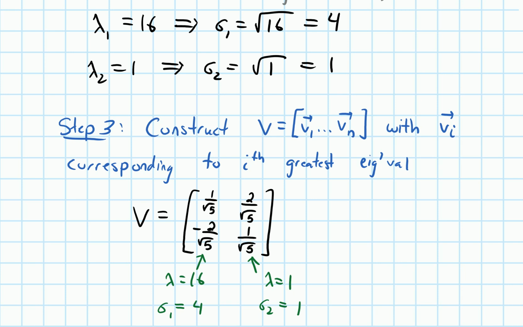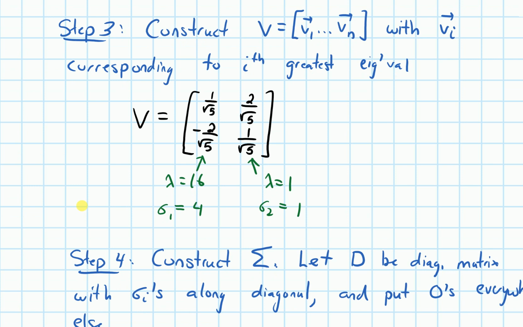All right, so we formed our matrix V at this point. This is an orthogonal matrix. Now let's form sigma, because we already got the singular values. We are ready for step 4, and that's forming sigma.